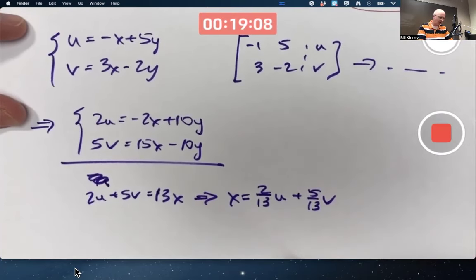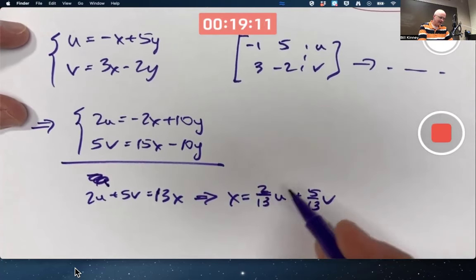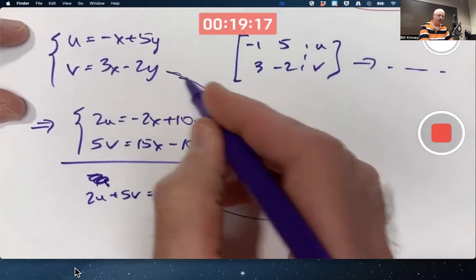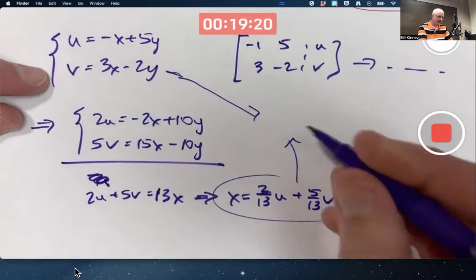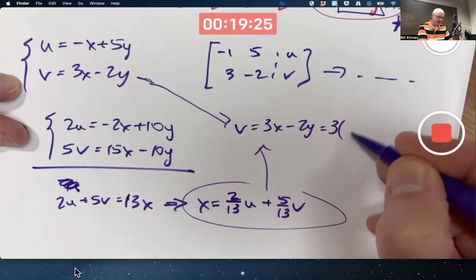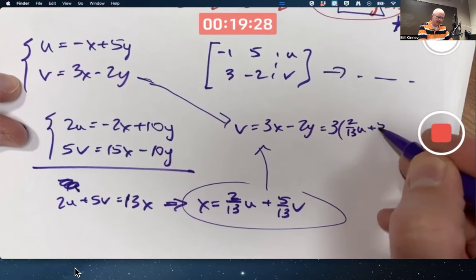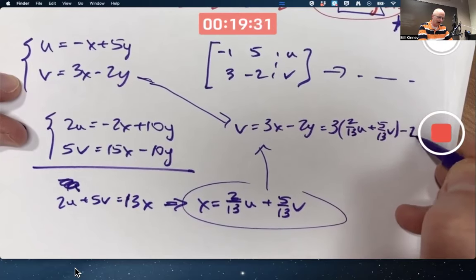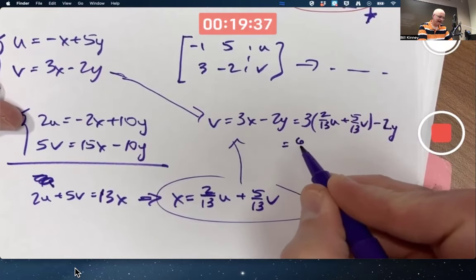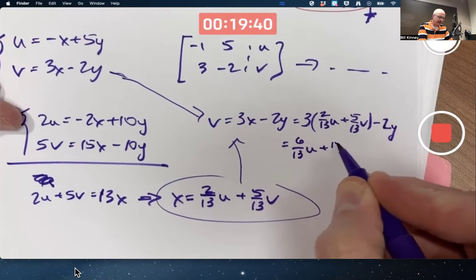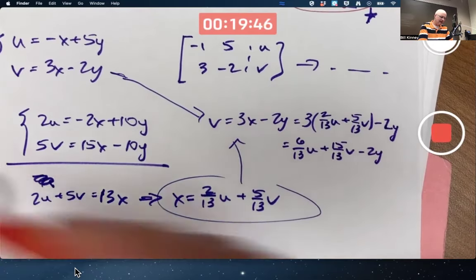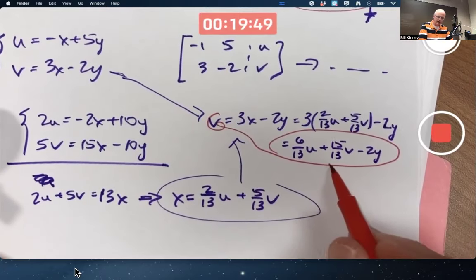Now use that to solve for y. You could, for example, plug it into that equation if you want, or the first equation, it doesn't matter. V would be 3x minus 2y, which is 3 times, in parentheses, 2/13 u plus 5/13 v, minus 2y. I'm trying to solve for y. Keep that in mind. Simplify. You get 6/13 u plus 15/13 v minus 2y. Not too much further to go here. Solve that equation for y.